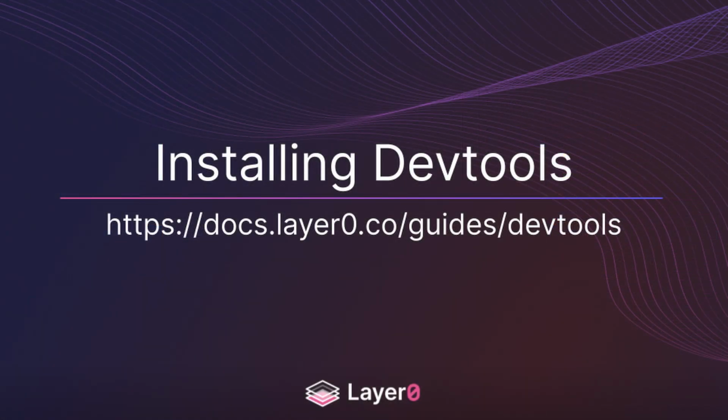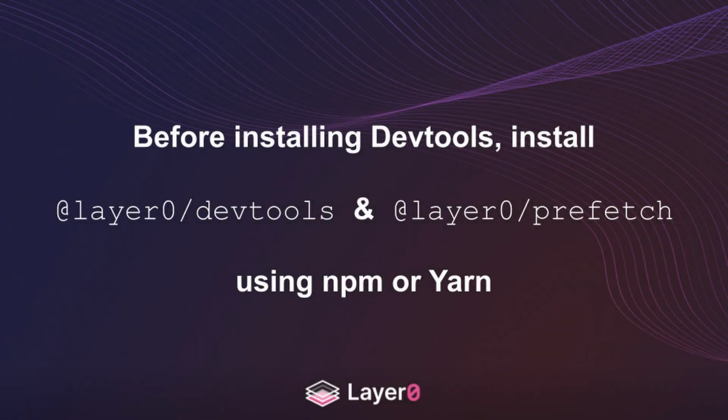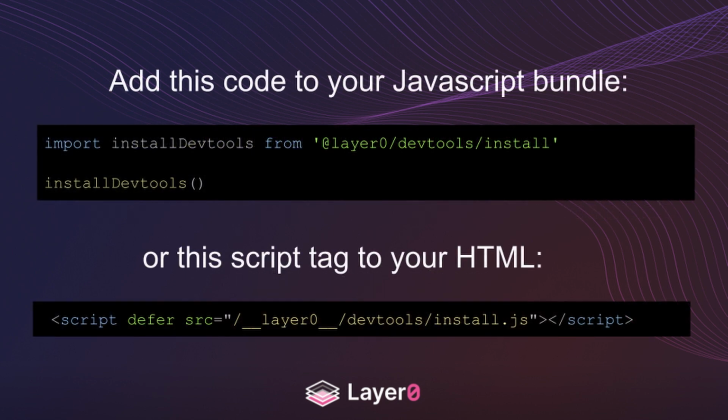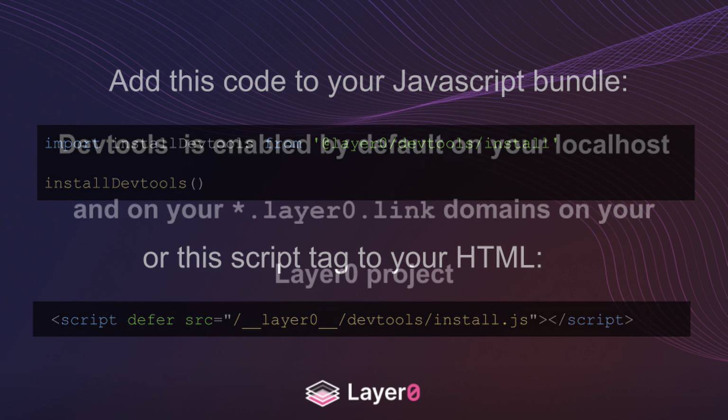To enable DevTools, first we'll need to install it. Instructions on how to install DevTools can be found on our documentation at docs.layer0.co/guide/devtools, but I'll go over it briefly here. Before you install DevTools, you will first need to make sure that the Layer0 node packages DevTools and Prefetch are installed in your project. You can use regular install commands with npm or yarn to install these packages. To install DevTools, add the following to your client JavaScript bundle. Alternatively, you can add this script tag to your app's HTML.